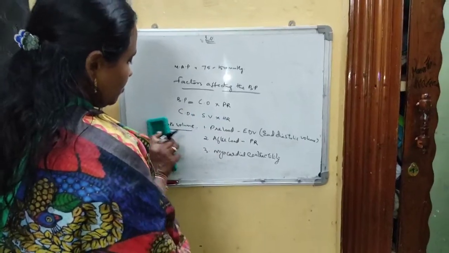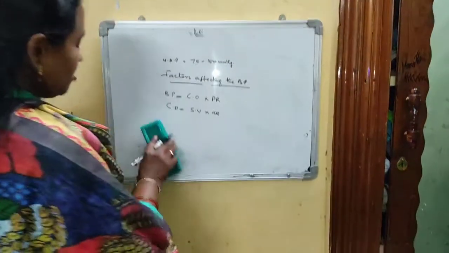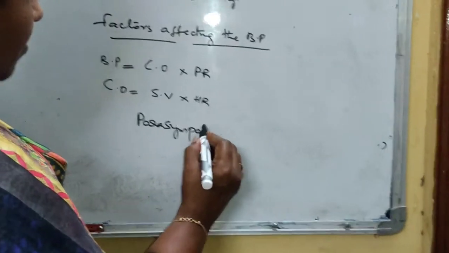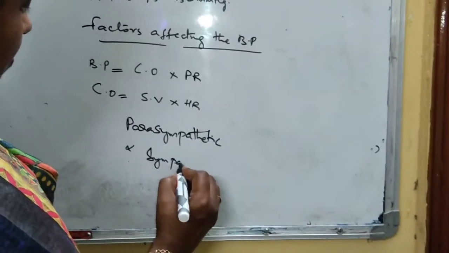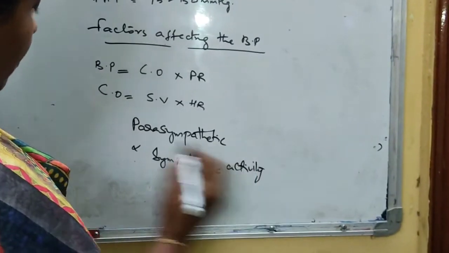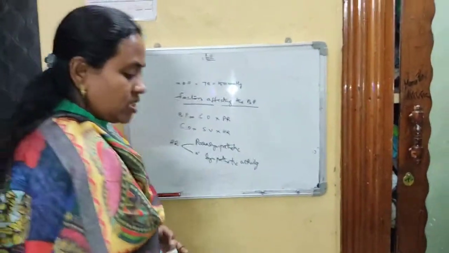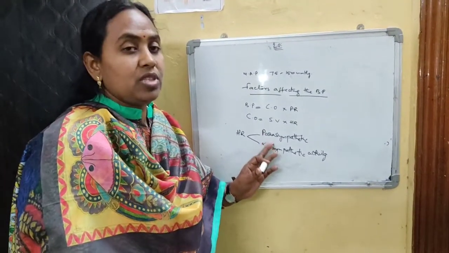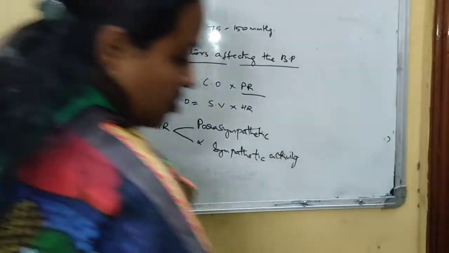Next, the heart rate. The heart rate is mainly affected by parasympathetic and sympathetic activity. So if they are stimulated, the heart rate may increase or decrease depending upon the activities. Next, coming on to the peripheral resistance.